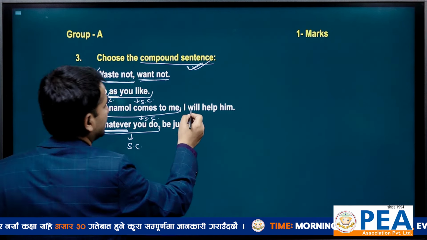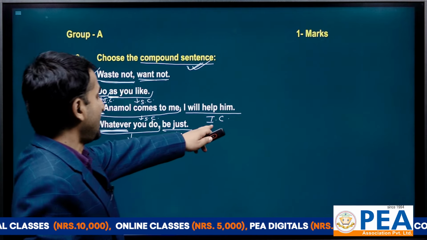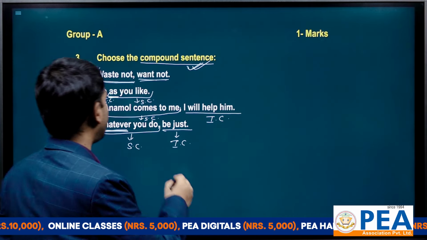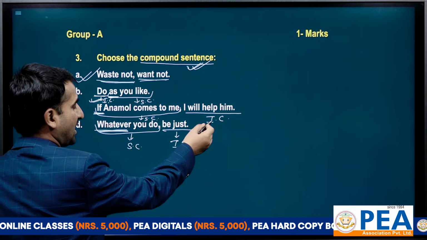So basically a sentence having only one independent clause and at least one subordinate clause is called a complex sentence. Only one independent clause and at least one subordinate clause, meaning as many subordinate clauses as possible, but the independent clause should be only one. That's why all these are complex sentences. And this one is a compound sentence. So this one is our right answer.